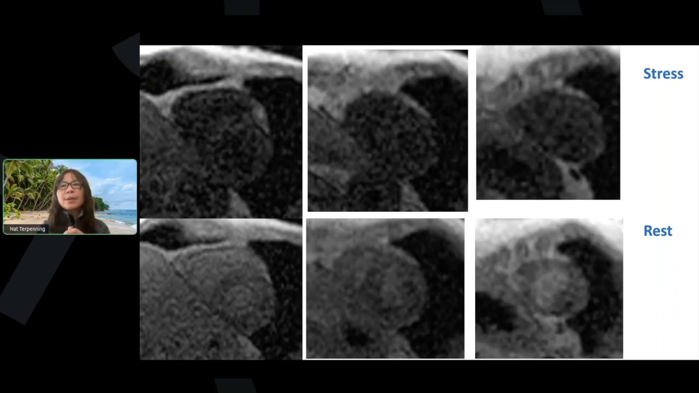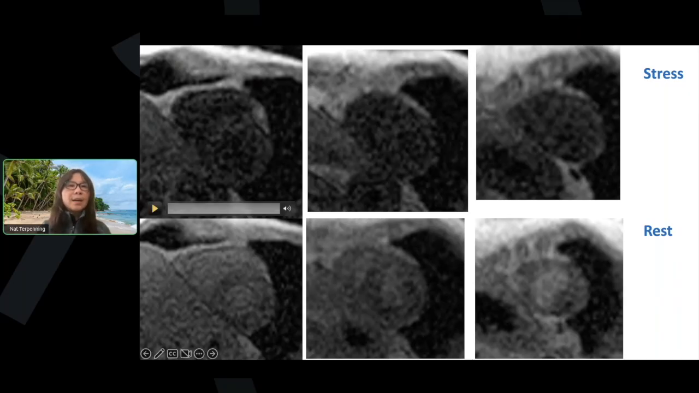So now we already got the stress. And after that, we reverse the patient with aminophylline. After that, wait until the heart rate is back to normal, and then we inject the second dose of contrast. In cardiac imaging, we use double dose contrast. So we inject the second dose of contrast, and then we scan rest. It's different from place to place, but that's how Wake Forest does it.